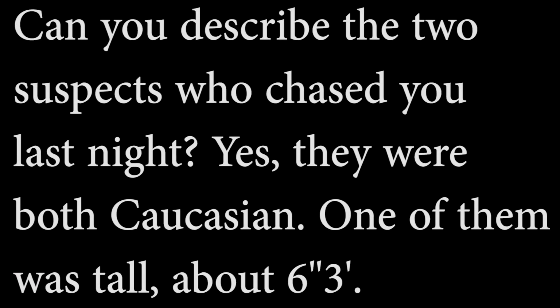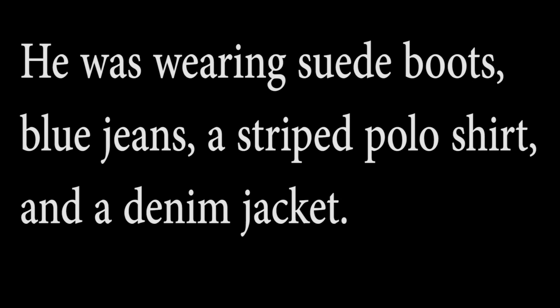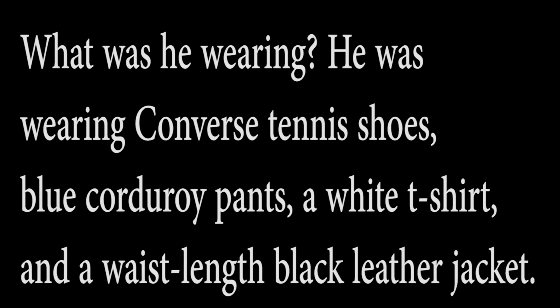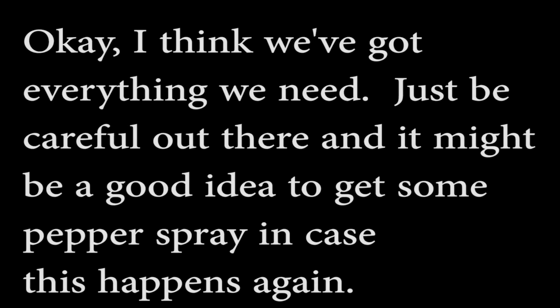Can you describe the 2 suspects who chased you last night? Yes, they were both Caucasian. One of them was tall, about 6'3". He had short, curly black hair. What was he wearing? He was wearing suede boots, blue jeans, a striped polo shirt, and a denim jacket. What about the second suspect? He was average height, about 5'9". He had long, wavy blonde hair in a ponytail. What was he wearing? He was wearing Converse tennis shoes, blue corduroy pants, a white t-shirt, and a waist-length black leather jacket. Okay, I think we've got everything we need.